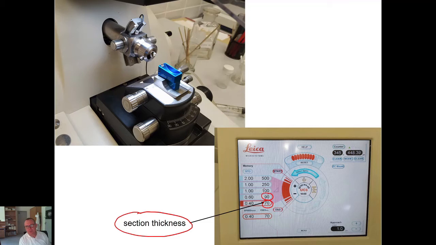Everything thicker than 100 nanometers, like this or this thickness, is impossible for electron microscopy itself, but it's still good for light microscopy, and it is really used for microscopy. The resin blocks are not only for electron microscopy, they can be used for both these types of microscopies.